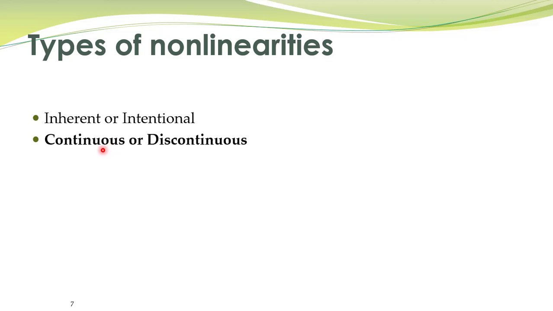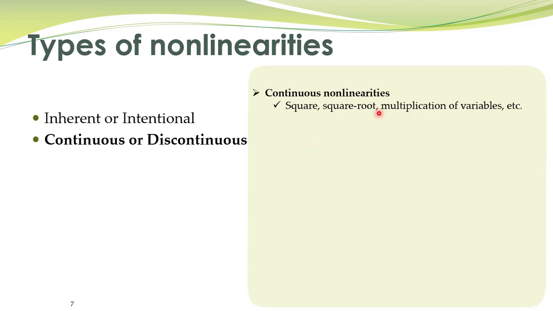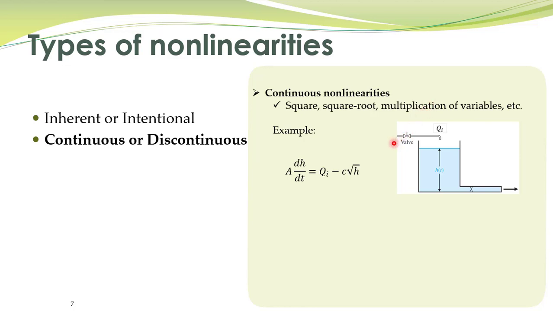Another classification of nonlinearities is that nonlinearities can be continuous nonlinearities and these can be discontinuous nonlinearities. Examples of continuous nonlinearities are the square of some term, square root, multiplication of variables. For example, in liquid level systems, you very commonly encounter this kind of square root nonlinearity. That is, the outflow rate is proportional to the square root of the level of the liquid.